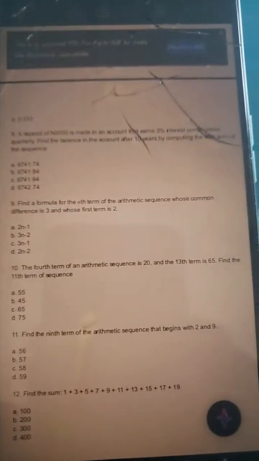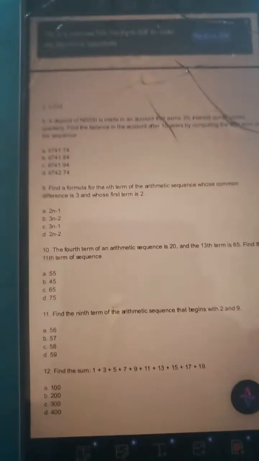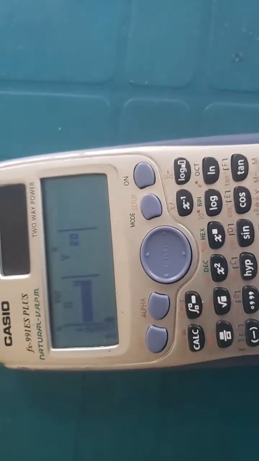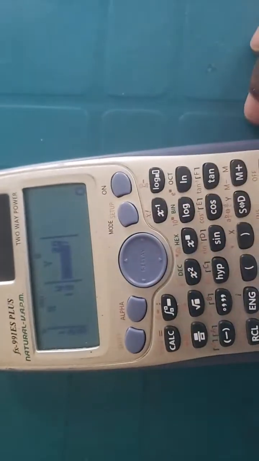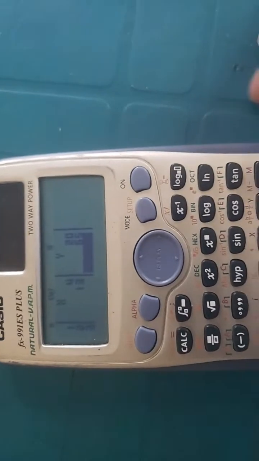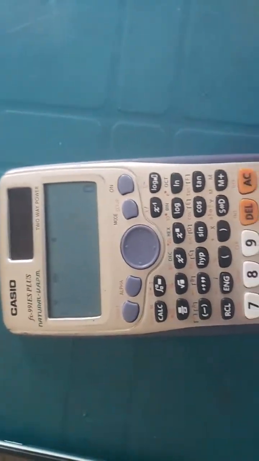So over to the question again. And we're also told that the 13th term is 65, right? So in the sense of T13, 13 is the position and the value is 65. So here I have 13 equals, then I have 65 equals, as simple as that. Then when you are done with it, just click on AC. It has saved automatically on your calculator.